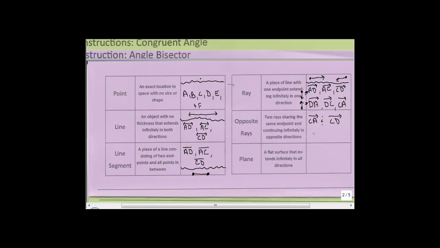And on opposite rays, the first letter will always be the same for both rays. It has to be, because remember, they have to have a common endpoint. They have to share that endpoint. So rays also always have a dot in the middle. One ray will go in one direction, the other one will go in the opposite direction. So they will always look like a line.